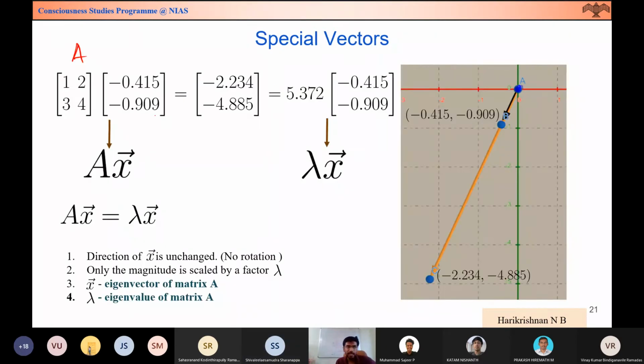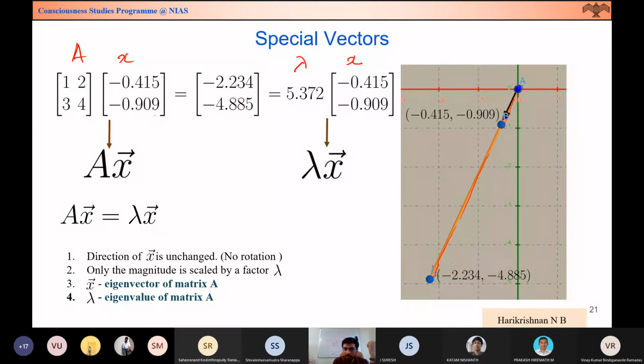So, as she rightly asked, we can interpret matrix vector multiplication as rotation and stretching, but there are special vectors which will not get rotated. Those special vectors are called eigenvectors. In this particular example, if we multiply A with this vector x, what we get is lambda times the same x. So here the direction is still the same. If you look at the picture on the right side, the direction is the same.